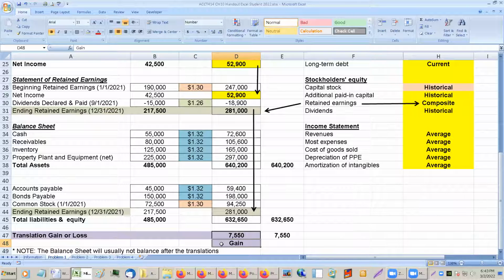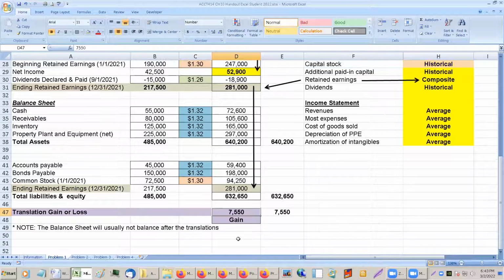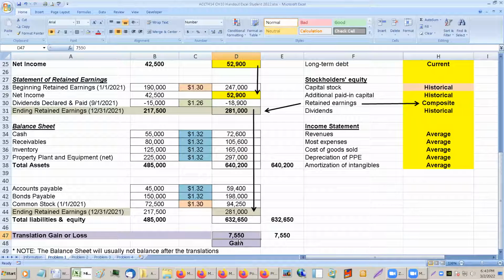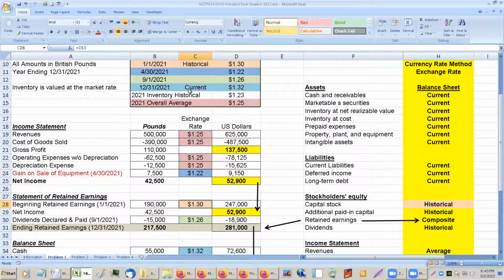Any questions? I have a question. So with the inventory, for the rates, we have two. You said it's historical, right? But we have two historical here. We have one that says inventory historical and the one that is historical. We use the one that was historical. Why didn't you use the 1.23 for the inventory?